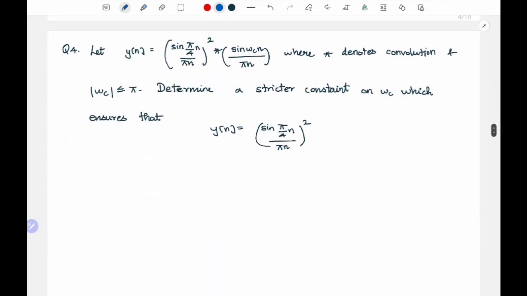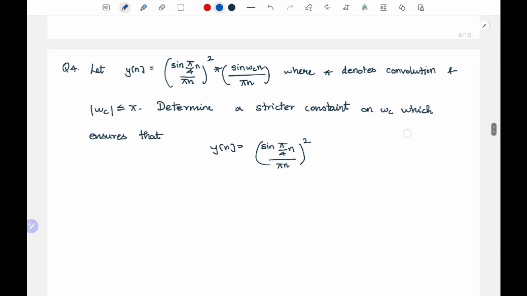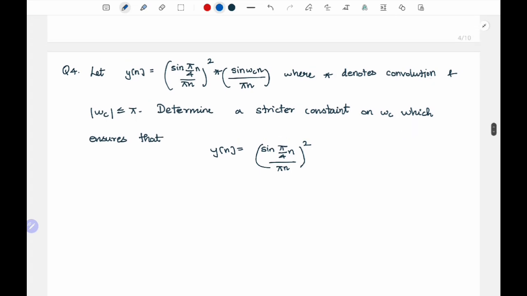Let y of n equal to sine pi by 4n by pi n whole square convolved with sine omega c n by pi n, where star denotes convolution and mod omega c is less than or equal to pi. Determine a stricter constraint on omega c which ensures that y of n is equal to sine pi by 4n by pi n whole square.